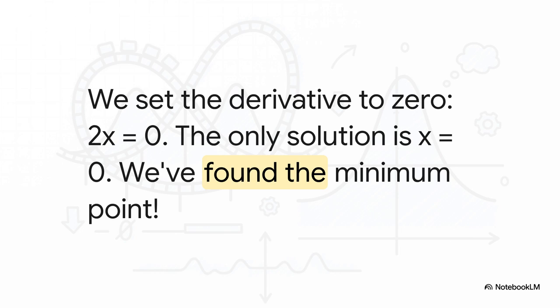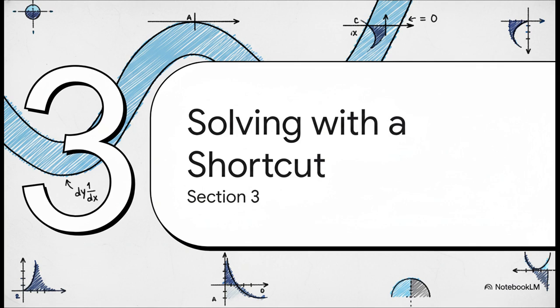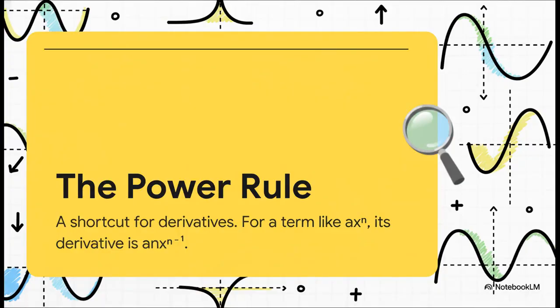See? The method works. Now, that was easy enough for a simple function. But for those more complicated squiggly curves, we need a faster way to find the derivative. So it's time to add a really powerful shortcut to our toolkit. This little trick is called the power rule, and trust me, it's a total lifesaver.